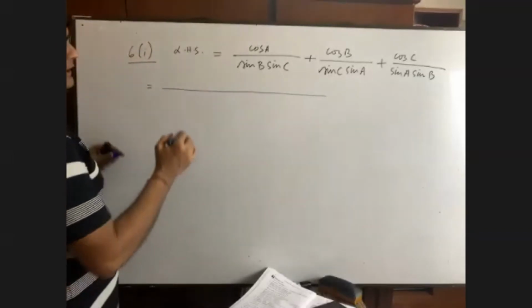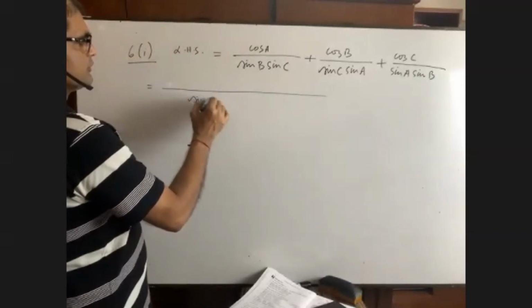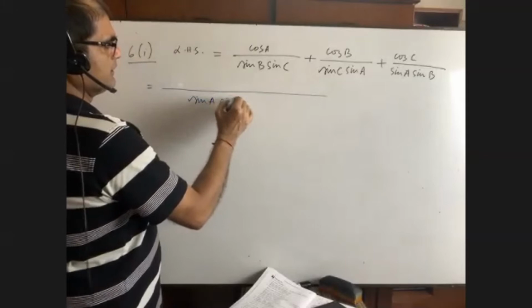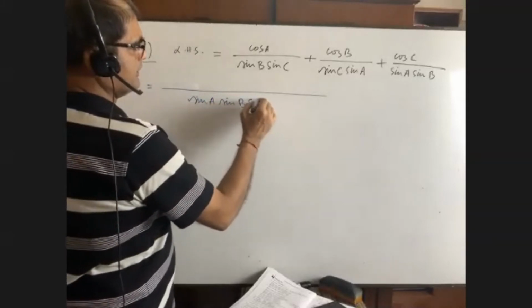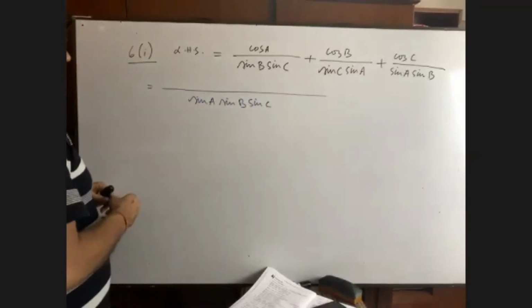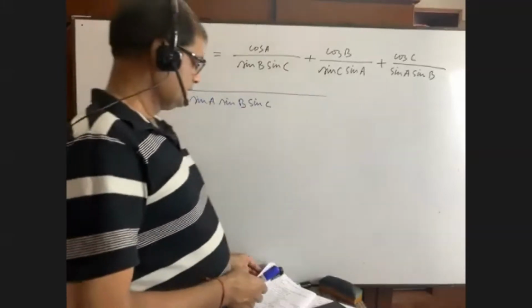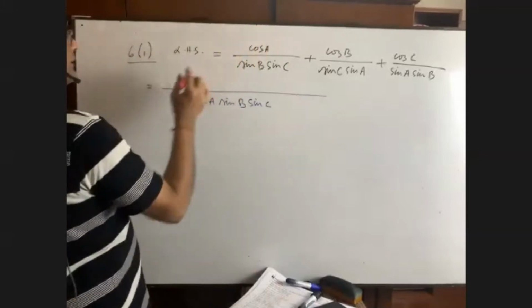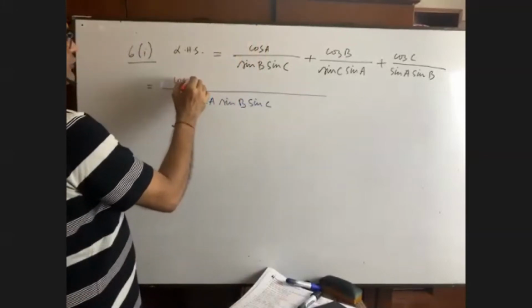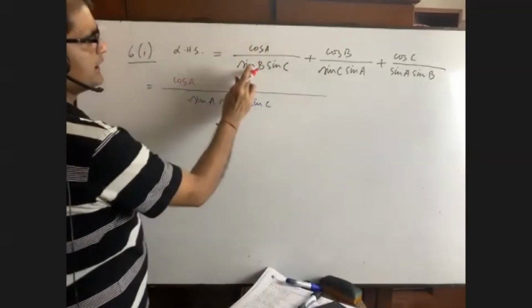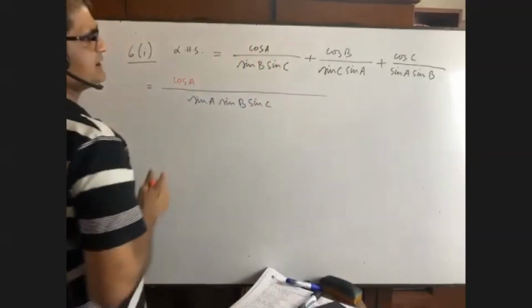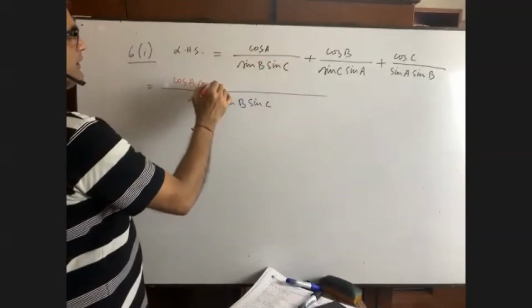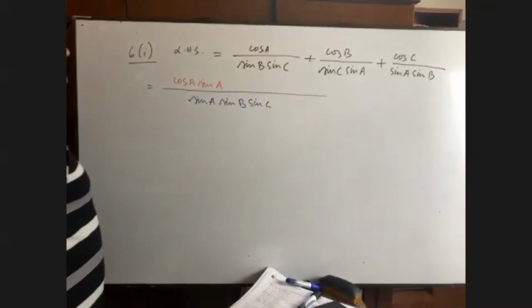Okay, if I get the LCM, we'll get sine A, sine B, and sine C. Is it? Yes. Now, sir, we see here it is cosine A. Here it is cosine A. Very good. Here what is left? Here it is sine A that is left. So it is sine A. Am I right?